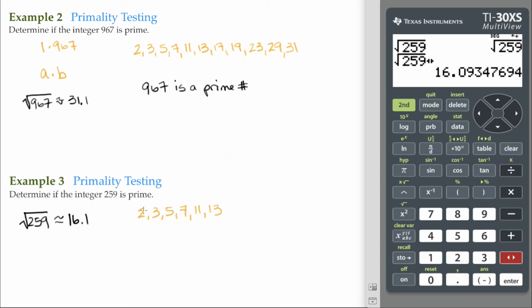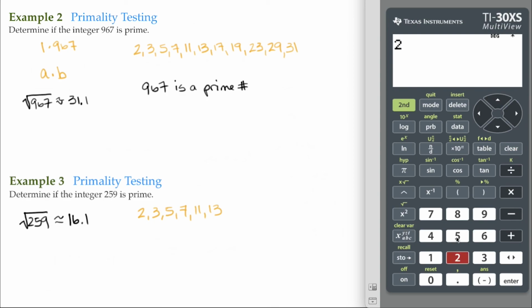Again, we don't have to check 2. 259 is not even, so 2 will not factor into it. It doesn't end in a 0 or 5, so 5 will not factor into it. 2 plus 5 plus 9 is 16. 3 does not go into 16, so 3 will not divide into 259. So all I have to check is for 7, 11, and 13.